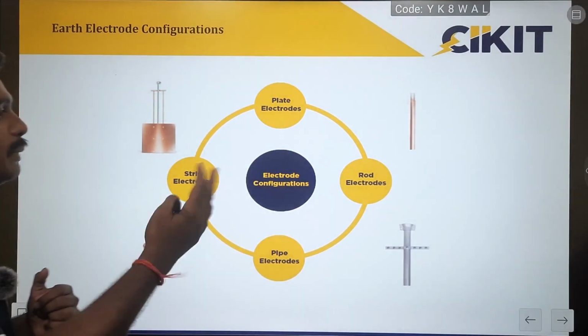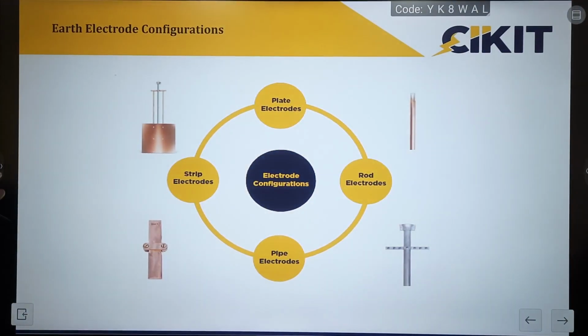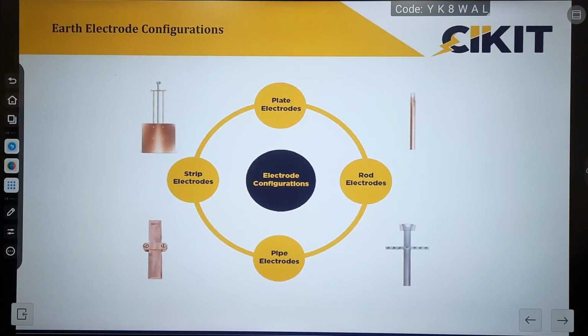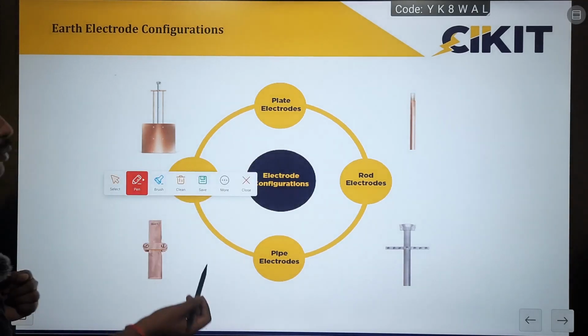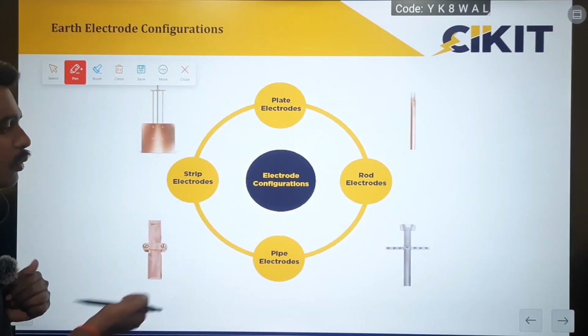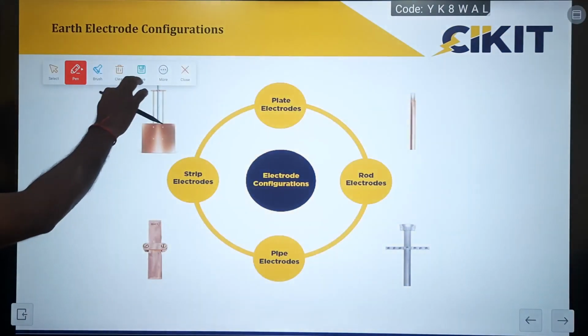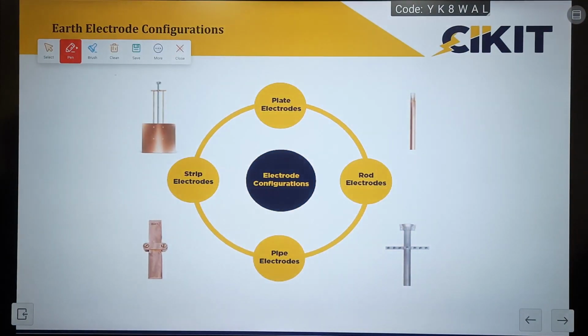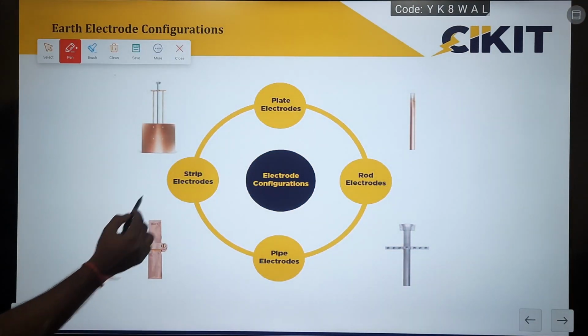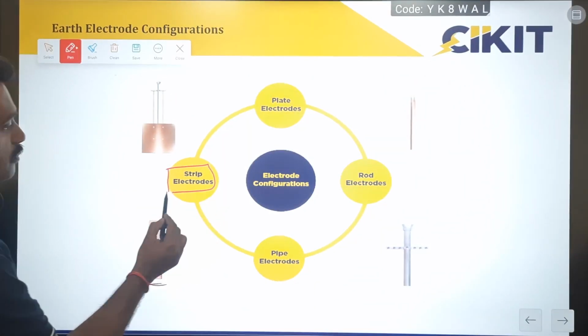So the standard has explained about 4 different configurations of earth electrodes. The first one is the plate earthing, the second one is the rod earthing, and the third one is the pipe earthing, and many people will be aware of these 3 configurations. The standard has explained one more configuration called strip earthing.